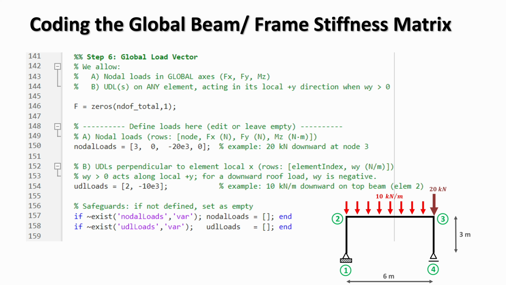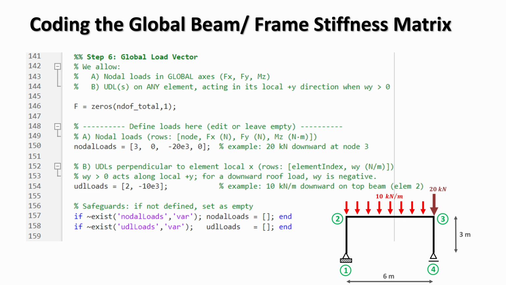We begin by creating a zero column vector, the same length as the total number of degrees of freedom. This acts as a blank template, which we will then fill in the entries where loads are applied. We then define any loads that we have. In our case, using the example that we've been going over, we have the first row of 3, 0, minus 20E3, and 0, which means that at node 3, we apply a vertical force of minus 20,000 Newton, negative because it's going downwards, corresponding to a 20 kilonewton vertical point load in the negative y direction compared with our positive degree of freedom definitions.